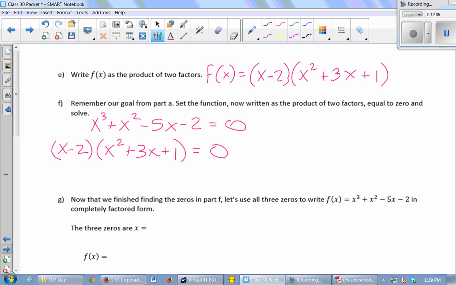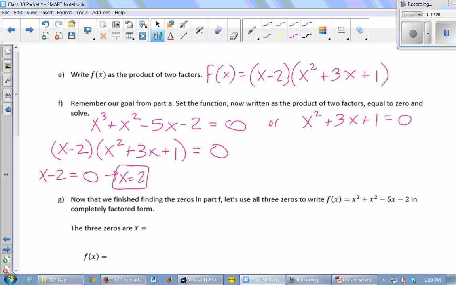And I can set each factor to 0 and solve it. So x minus 2 equals 0, or x squared plus 3x plus 1 equals 0. This one gives me that x equals 2, and I already knew that from the graphical one. But there's one of my zeros. How do I solve this thing?